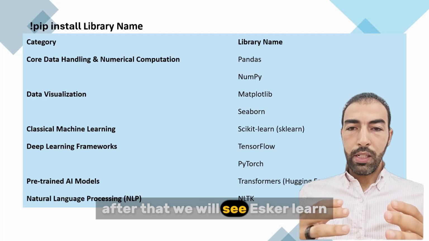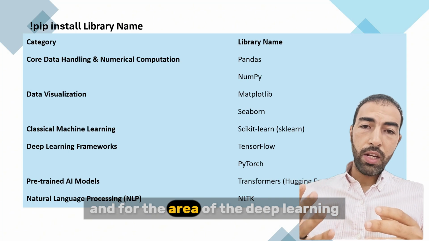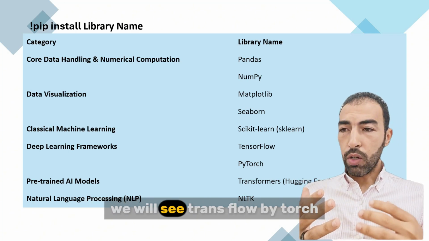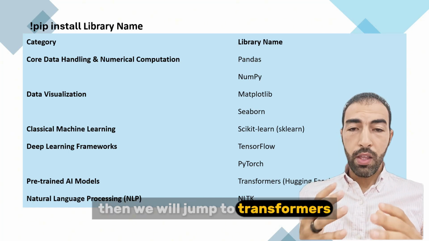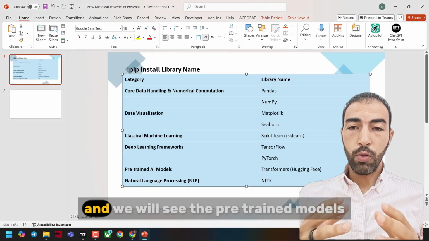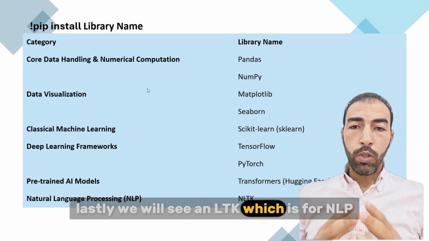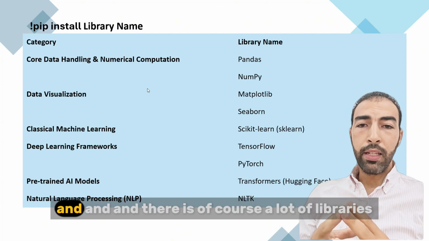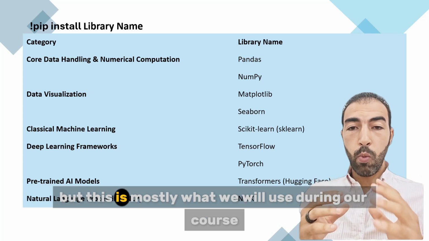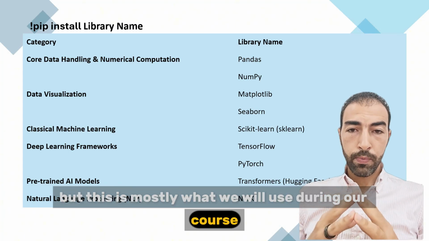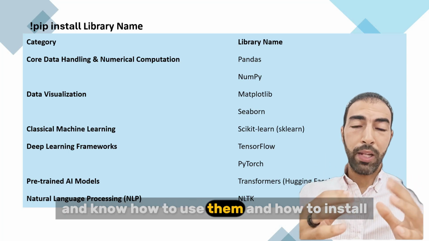After that, we will see sklearn, which is involved in machine learning, and for the area of deep learning, we will see TensorFlow and PyTorch. Then we will jump to transformers, and we will see the pre-trained models. Lastly, we will see NLTK, which is for NLP and LLMs. There are, of course, a lot of libraries, but this is mostly what we will use during our course. So let's jump in, go deep inside these libraries, and learn how to use and install them.